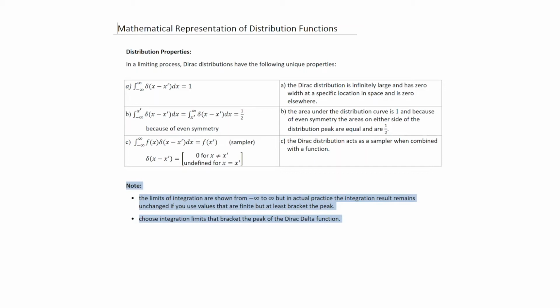The limits of integration are shown from minus infinity to plus infinity, but in actual practice, the integration result remains unchanged if you use values that are finite, but at least bracket the peak. So typically, we would choose integration limits that just bracket the peak of the Dirac delta function. It makes no difference whether it's minus infinity to infinity, or for instance, going from x prime minus delta to x prime plus delta, because in that way you're at least bracketing the problematic point.